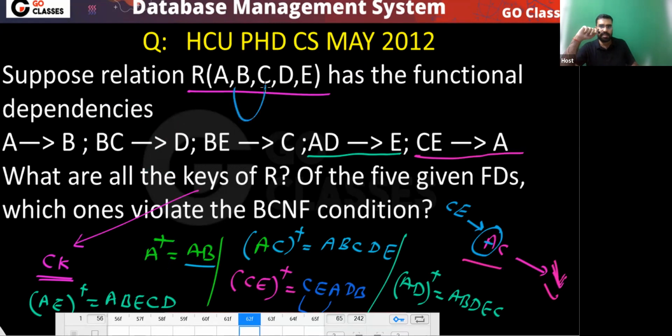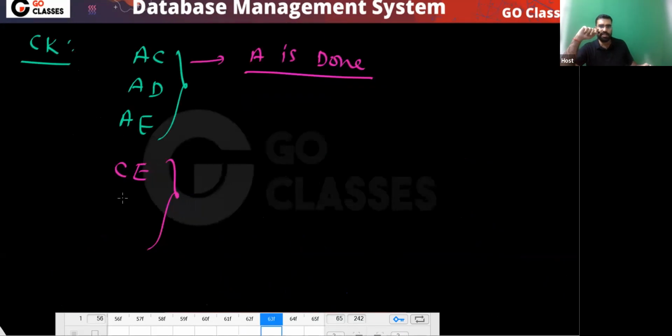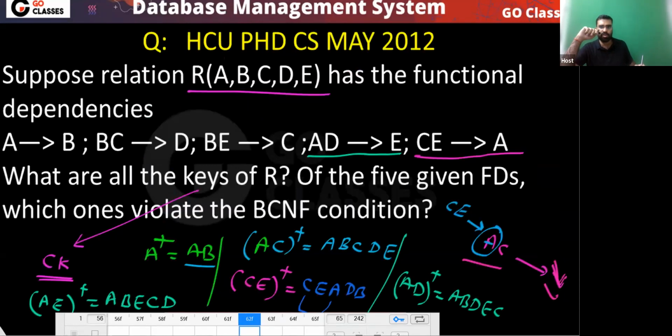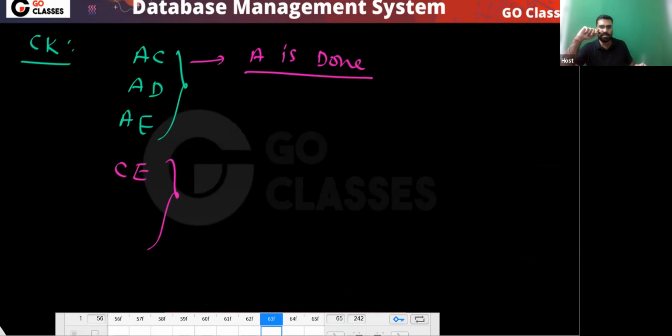CB can determine BCD, right? Nothing else. So definitely CB is not there, and CD is also not there. What about CE? CA is already there, so you don't have to worry about it. Now C is done.